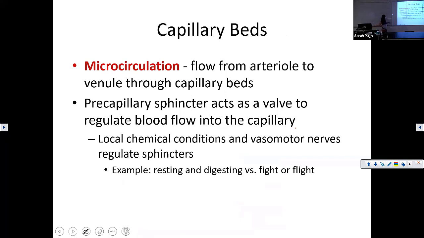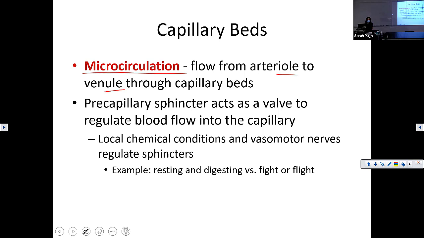Let's talk a little bit about a capillary bed. A capillary bed provides something called microcirculation. This is basically flow from the arterial end, remember the term arteriole, eole means very small, to the venule end. Again, eole means small.